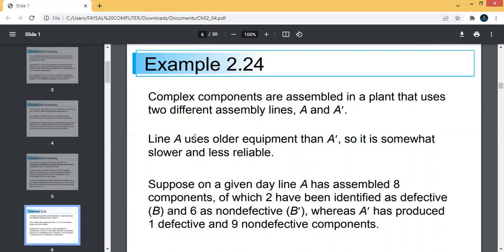complex components are assembled in a plant that uses two different assembly lines. So the first thing given to us is there are two assembly lines. Let's say this is the first assembly line and this is the second assembly line. The first assembly line is denoted by A and the next assembly line is denoted by A dash. Line A uses older equipment than A dash. So this means that A consists of older equipment.